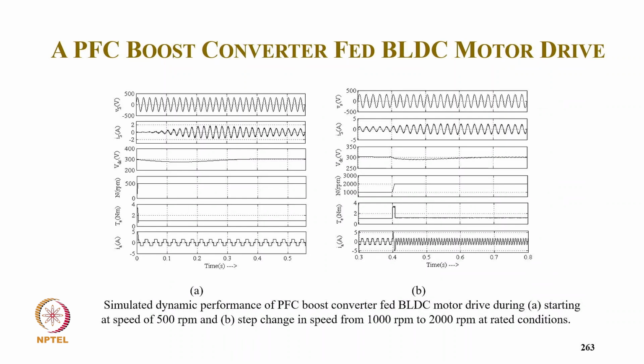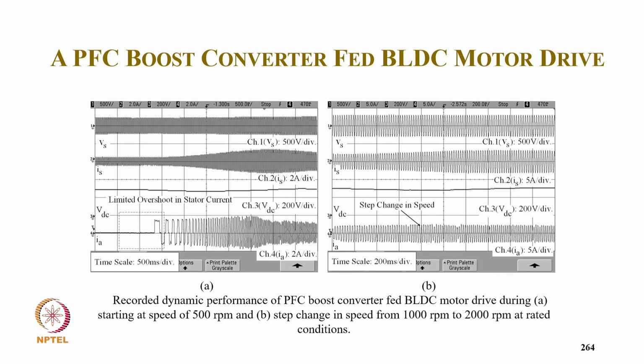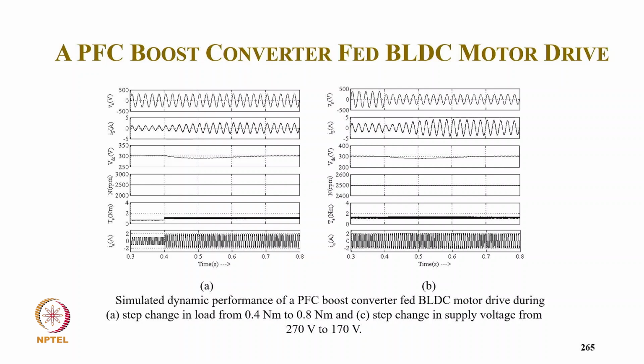These are experimental results, and this is typically the simulated waveform for PFC boost converter during starting at 500 and step change to 1000 RPM. But you can say supply current remains sinusoidal and typically in phase with the supply voltage, having a unity power factor with reduced current, and these are experimental results typically for the starting and the change of speed control. And these are typically the load variation, load application, and the supply voltage variation. So supply voltage variation is taken care of by your voltage controller on DC link, so your speed does not change even in that case.